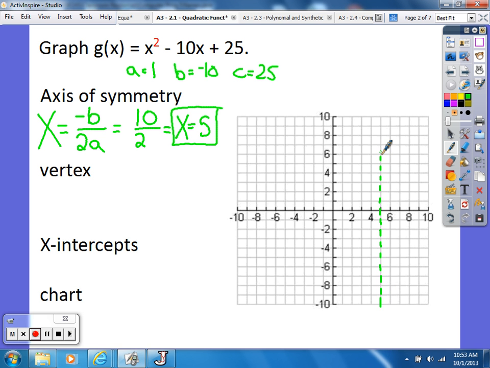Now, if you would like, there is graph paper up here. You can grab a sheet of graph paper and paste that in if you want to do it that way. Or you can just draw your graph off to the side. So we have x equals 5. And that is my axis of symmetry. Okay? So I know the graph is either going to open up on both sides or it's going to open down on both sides. So how am I going to find my vertex?